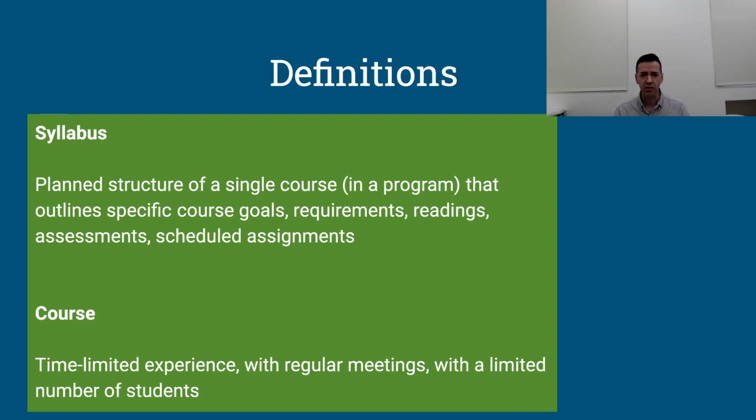All right, so let's have a look. Oh, I'm sorry, we got two more. The next one is syllabus. So the planned structure of a single course in a program, and it outlines specific course goals, requirements, readings, assessments, and scheduled assignments, and then course. So this is a time-limited experience with regular meetings with a limited number of students. Okay, and if you have any questions about the difference between them, we can discuss these in class.